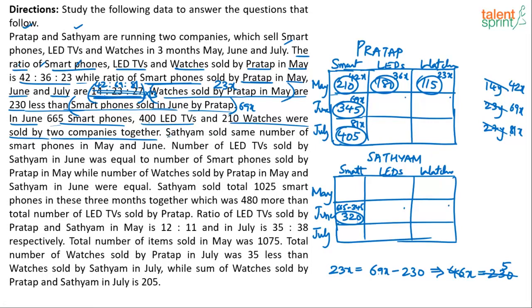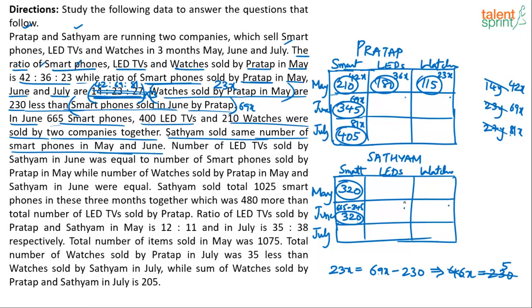Next, Satyam sold same number of smartphones in May and June. So if June is 320, May also will be 320. Very simple. Number of LED TVs sold by Satyam in June was equal to number of smartphones sold by Pratap in May. Look at this.